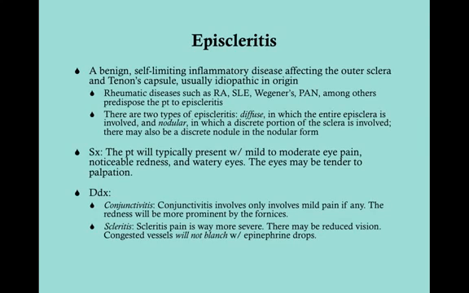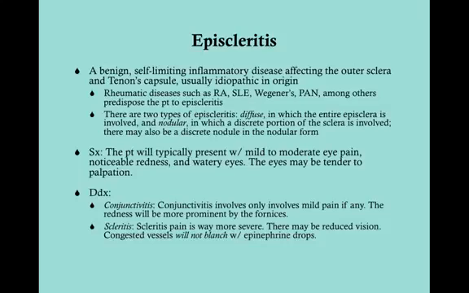So episcleritis is a benign self-limiting inflammatory disease that affects the outer sclera and Tenon's capsule. Tenon's capsule is a structure that sits more in the back of the eye, coming up towards the eye, but you can't really see it because it's behind the face. It's just this capsule that the globe sits in. It can be inflamed, and that's called tenonitis, which shouldn't be confused with tendinitis, but we're not going to talk about that here. I just had to add that in for completion's sake.